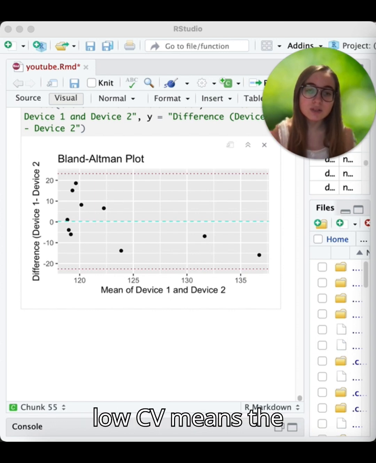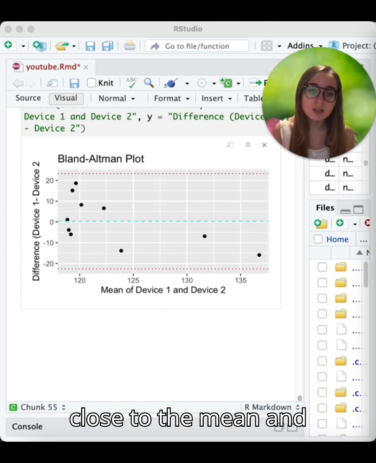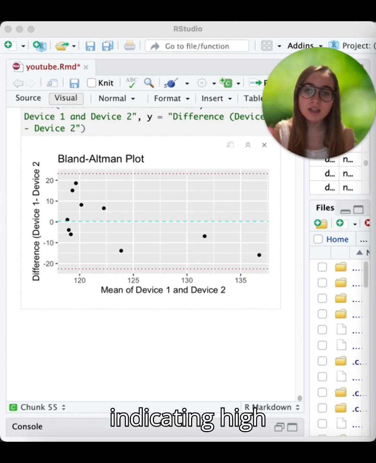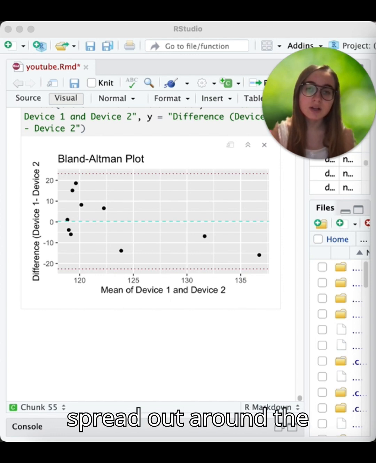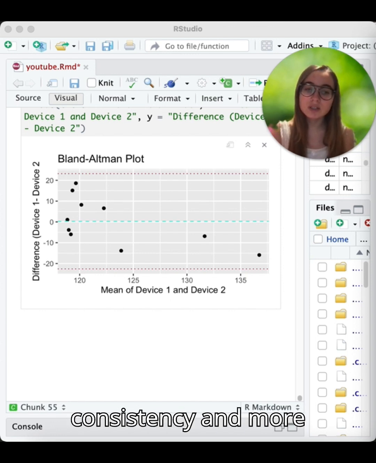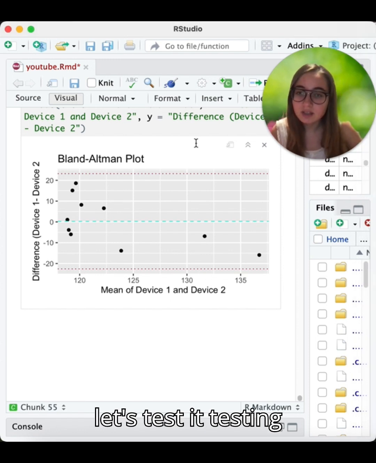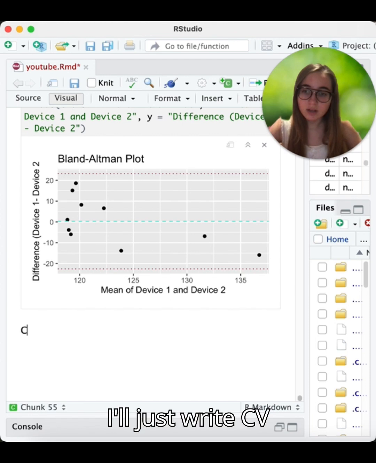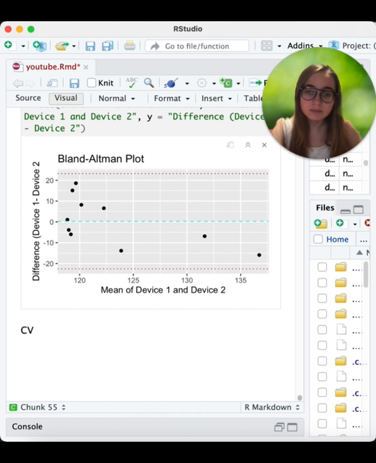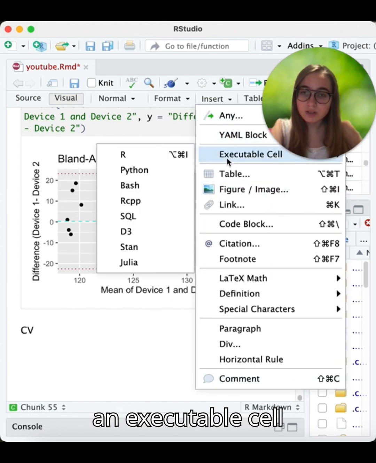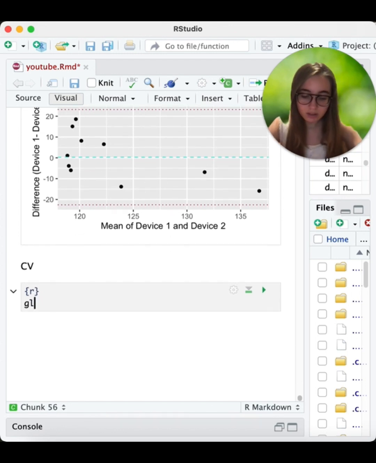And here low CV means the measurements are close to the mean and have low variability, indicating high consistency. High CV means that measurements are more spread out around the mean, indicating lower consistency and more variability. So now let's test it. Testing it is really simple. I'll just write CV and then let's insert an executable cell.